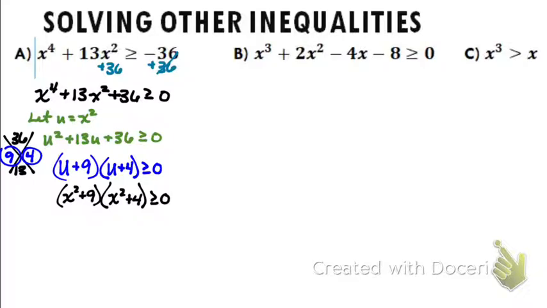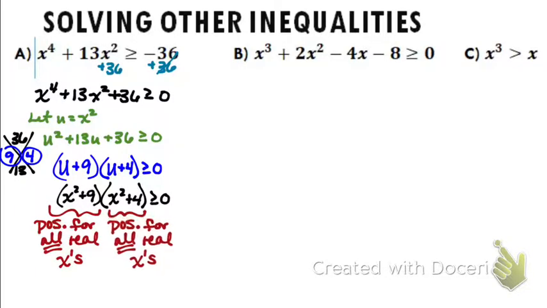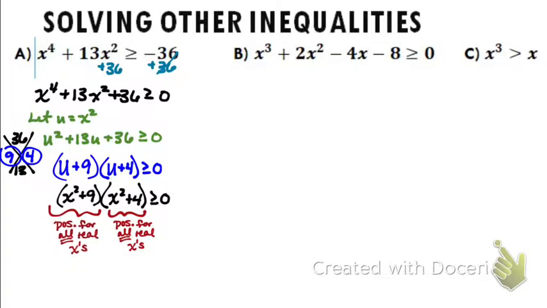If I take a number and I square it, what type of number will I always end up with? A positive. So if I take a number and square it and then add something to it, it's always going to be positive. So this one over here is positive for all real values of x. What about this one? Same exact thing. It's positive for all real values of x. Is there anything that we could put in here for x that would make this whole polynomial come out to be less than 0? No.